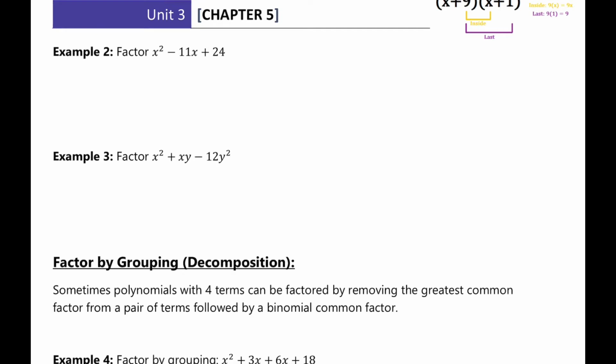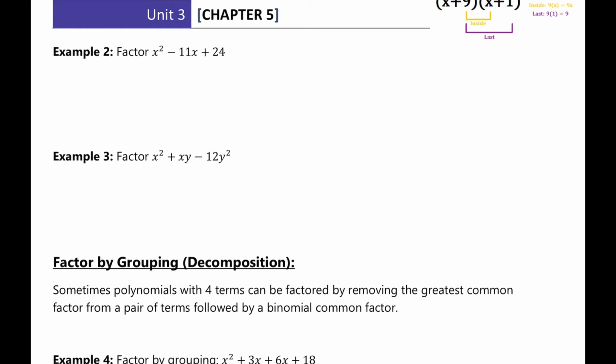Unfortunately, this is a case where I don't want to use algebra tiles because I don't want to draw 24 one bars. So you don't have to use algebra tiles for every single question. Algebra tiles are there to help you visualize binomial multiplication. All right, so we'll stick to using just the guess and check method.